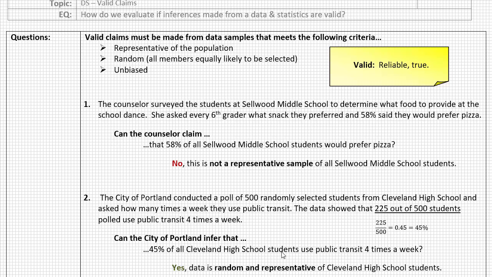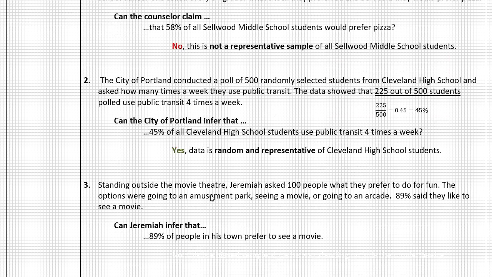Let's take a look at our third example. Standing outside the movie theater, Jeremiah asked 100 people what they preferred to do for fun. The options were going to an amusement park, seeing a movie, or going to an arcade. 89% said that they like to see a movie. Can Jeremiah infer that 89% of people in his town prefer to see a movie?